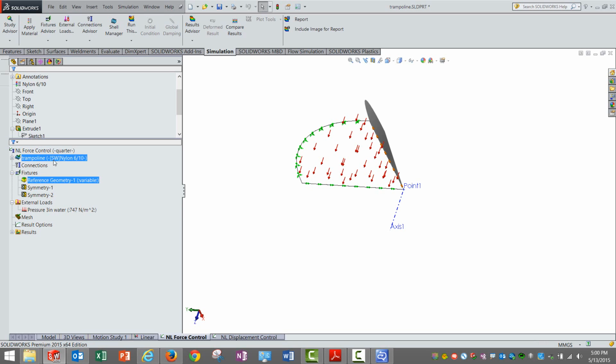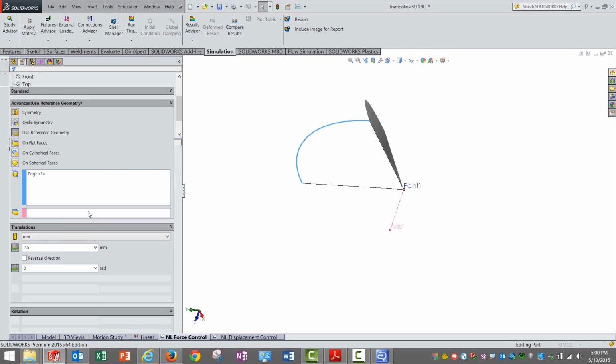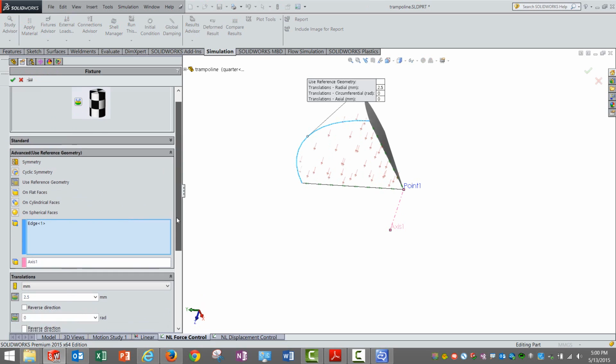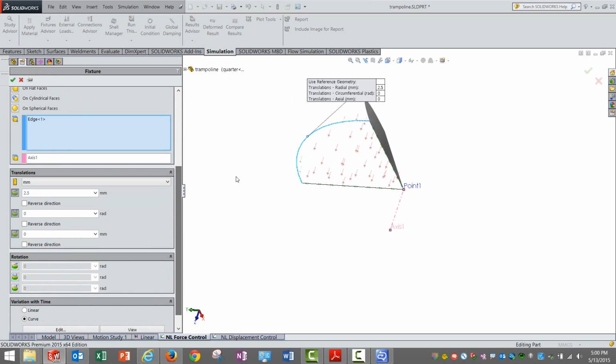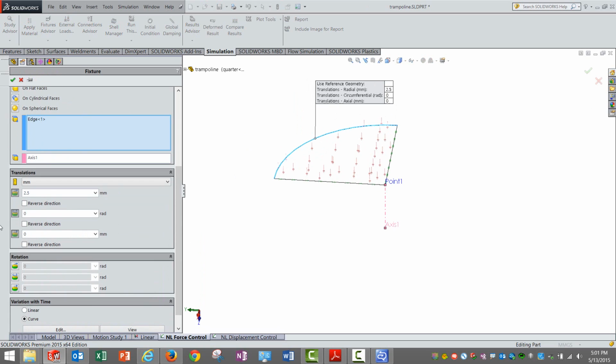The shell creation remains the same. The difference comes in over here on the circular edge, where in the past linear static we just held it in one direction. Now we are actually applying a radial deflection, or we are pulling this particular surface by 2.5 millimeter. So obviously this would create a certain amount of stretch inside this trampoline, and that would support the forces that are coming in the out of plane direction. Okay, so this is applied. The other two directions are 0. What else is done? Yeah, most important is this curve.